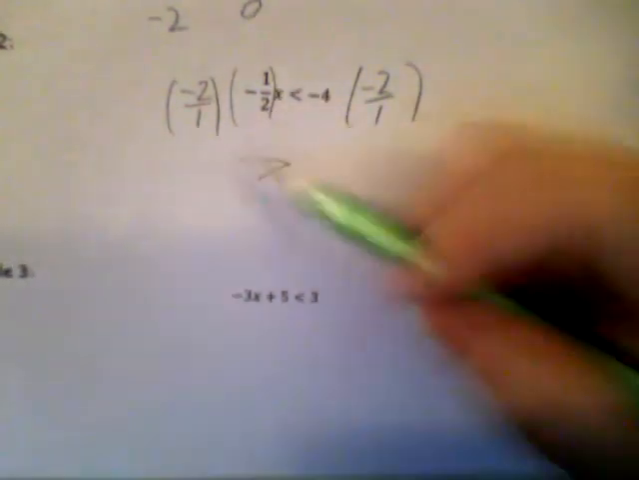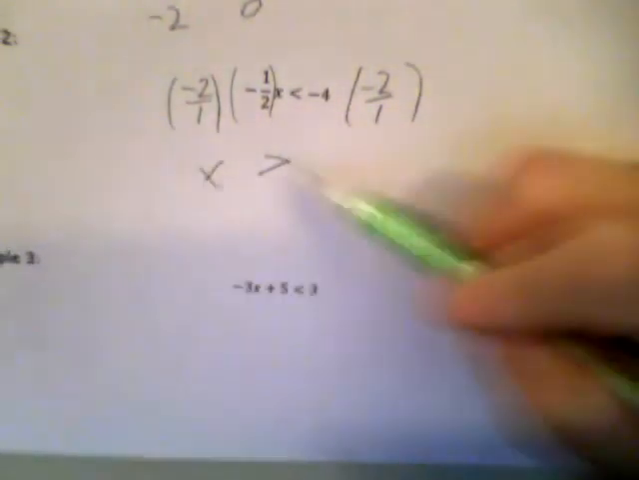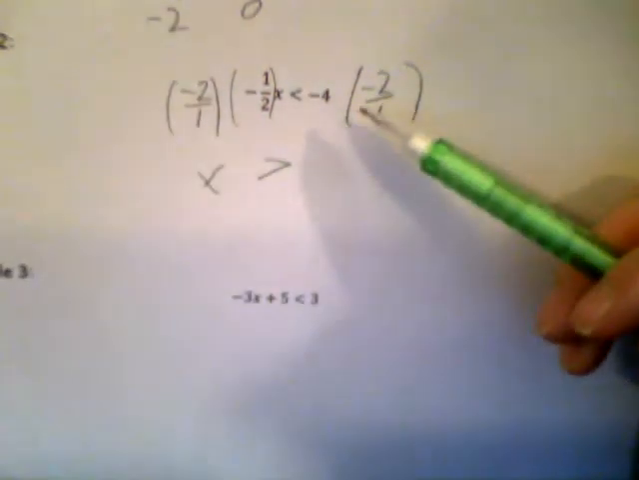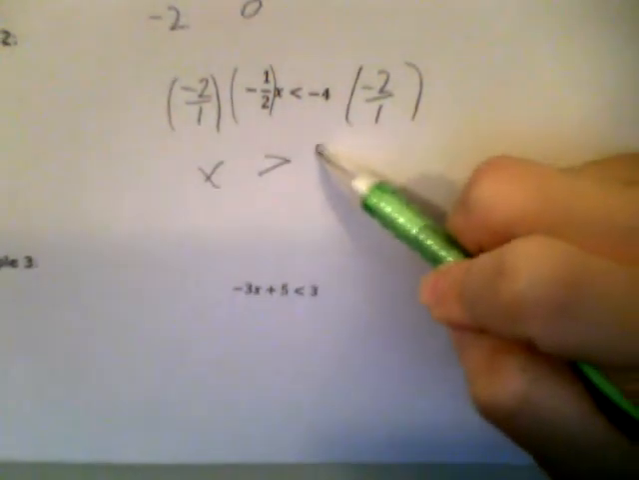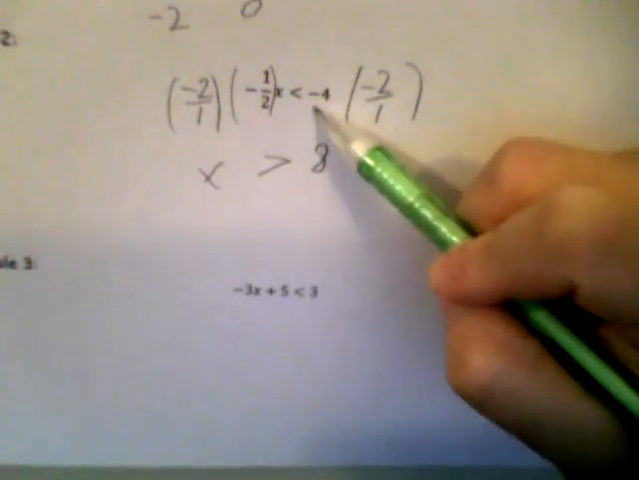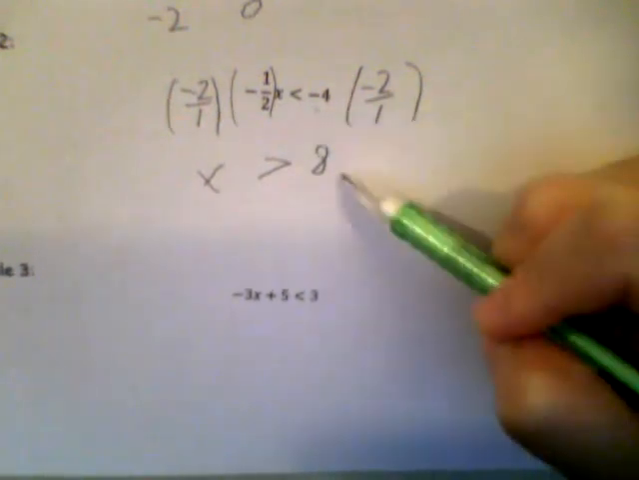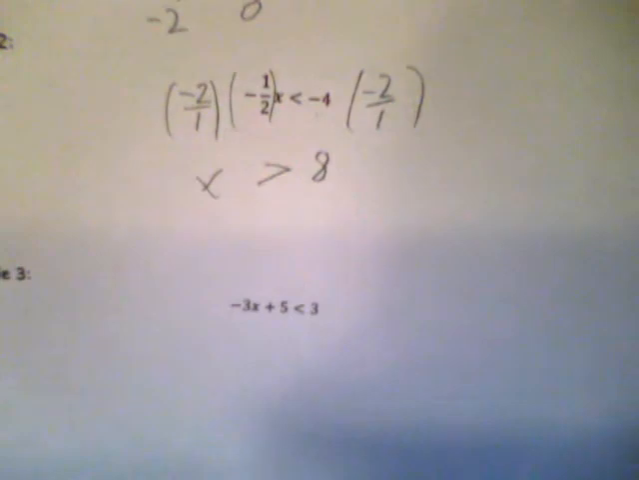Negative 2 over 1 times negative 1 over 2, I'm just left with x. X is greater than, and then now I have negative 4 times negative 2. A negative times a negative is a positive. So I'm left with x is greater than positive 8, because negative 4 times negative 2 is just 8. So x is greater than 8 is my final answer.